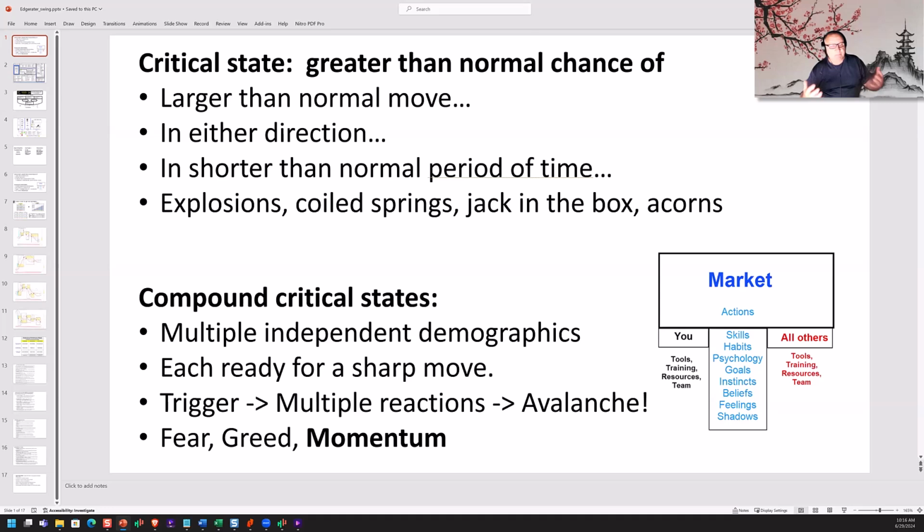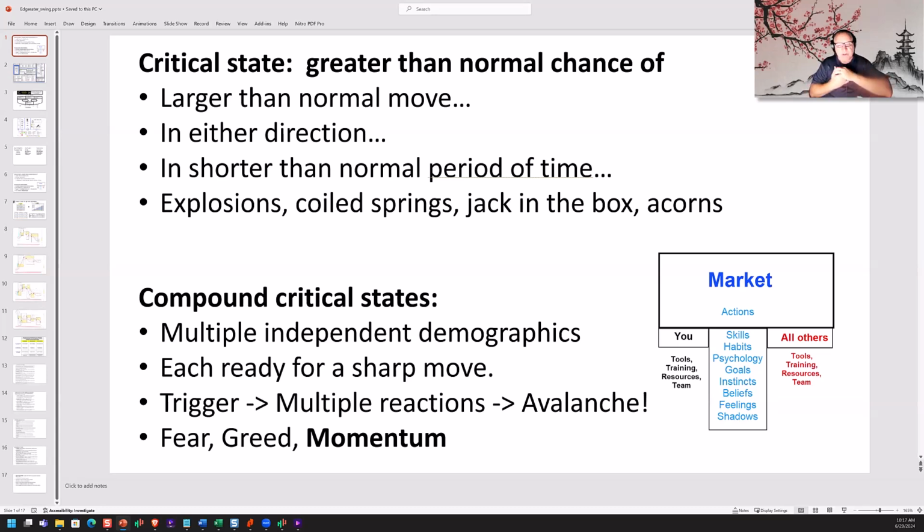But my assertion, my operating principle, my belief is that what you really have is a variety of demographics, each one optimized for their own time frame, working independently, but once in a while, the stars come into alignment. Key price levels are achieved. Volatility takes on certain characteristics. And now suddenly, all of these demographics are independently and unknowing of each other in a critical state themselves, and that creates a compound critical state.